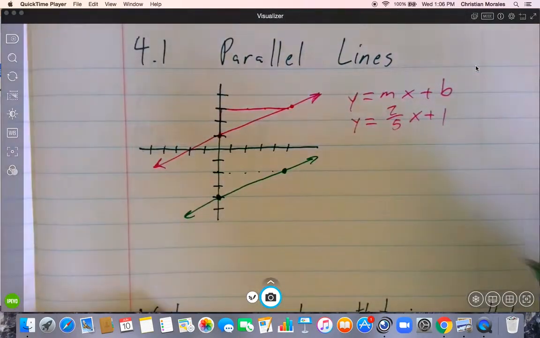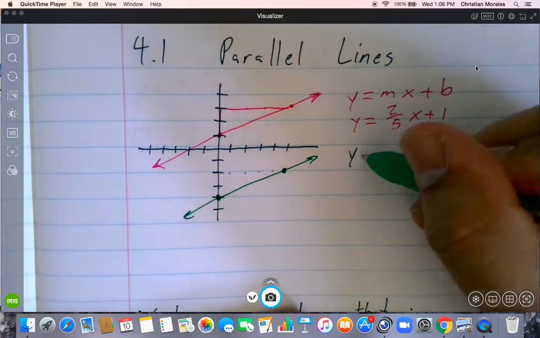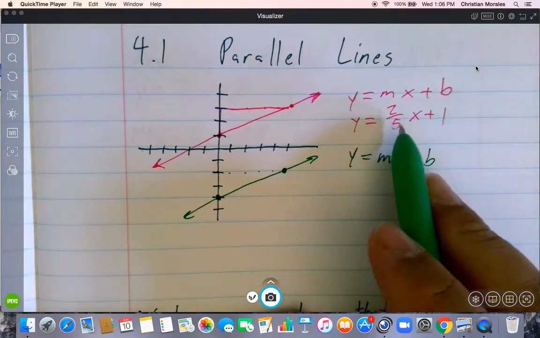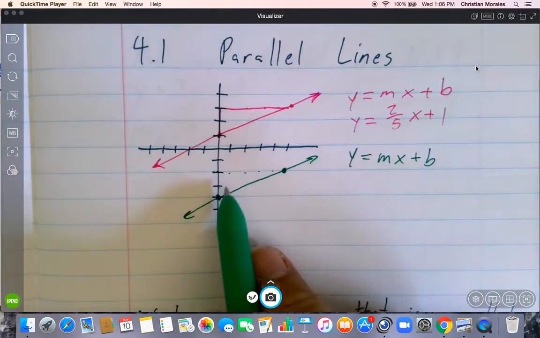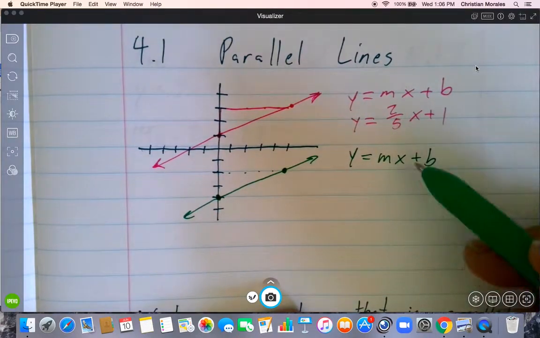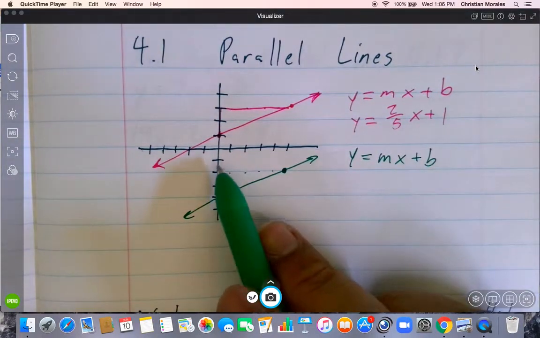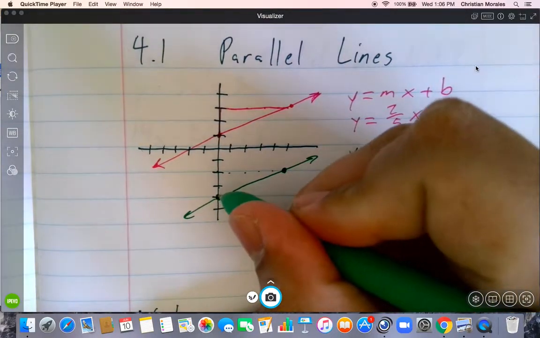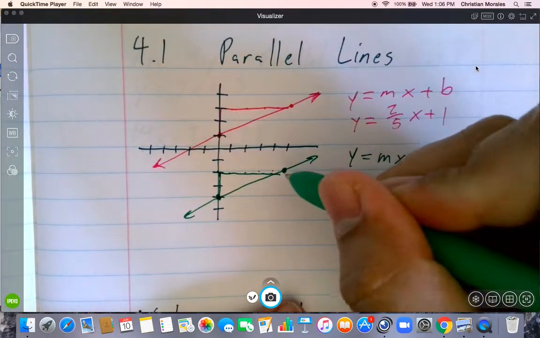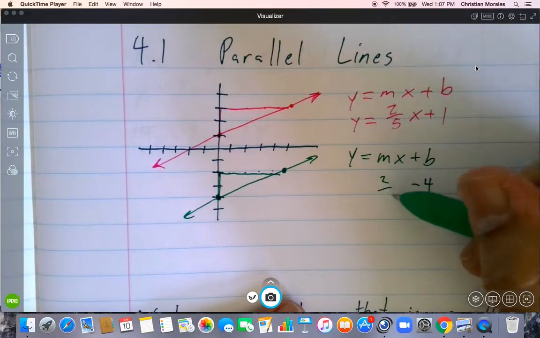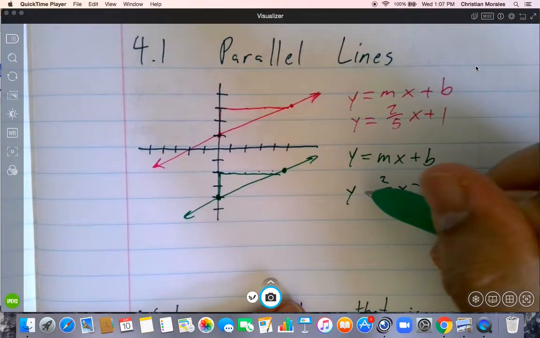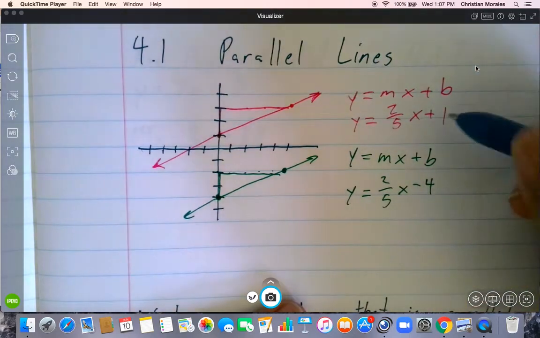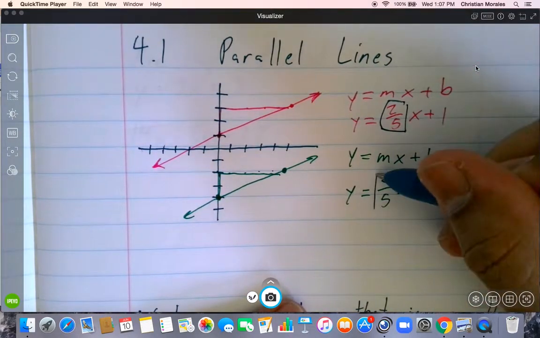Okay. Now, I want to compare it using the same equation. I want to use slope-intercept for the same reasons of matching the slope here and matching the slope in the equations. So here, my y-intercept is at negative 4. My slope is up 2 over 5. And there you go. And the reason these are parallel is because both slopes are exactly the same.